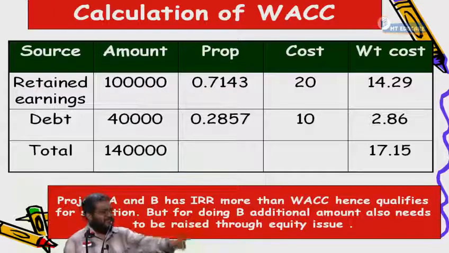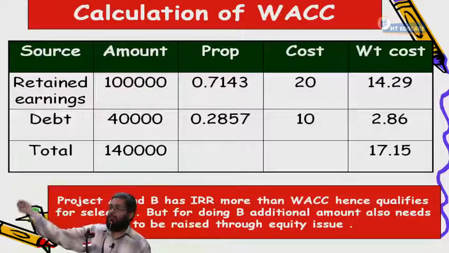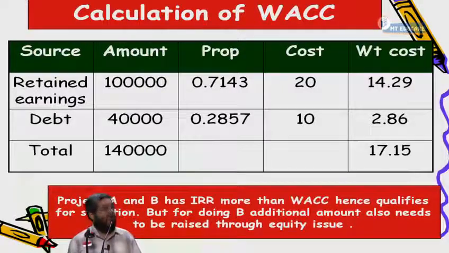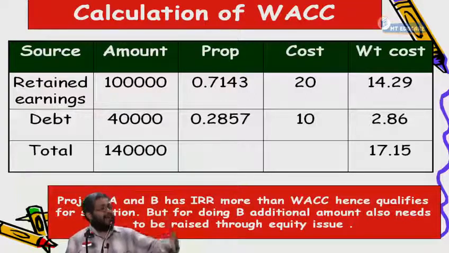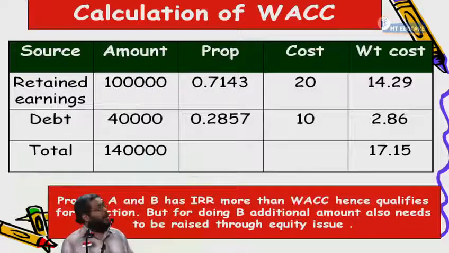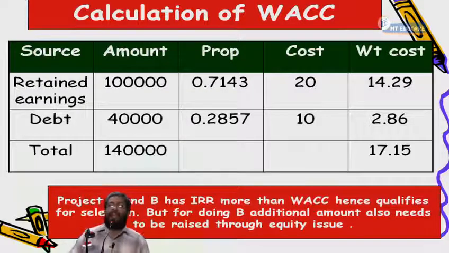Now, B requires 56,000 or not? Debt is 16 and equity is 40. In the 40,000 of owner's money, 20,000 comes from retention and 20,000 comes from a new issue. Project A's WACC is 17.15 because the debt and equity is debt issue and retention. For project B, it need not be 17.15. It should obviously be more. How much is going to be calculated now?